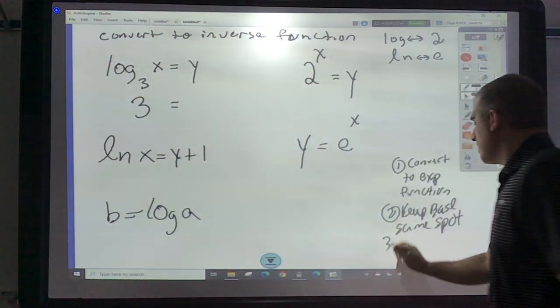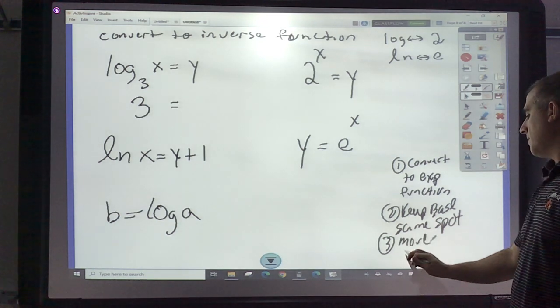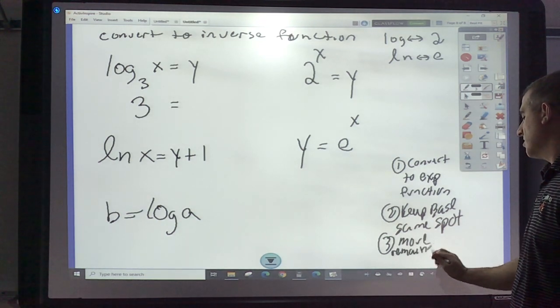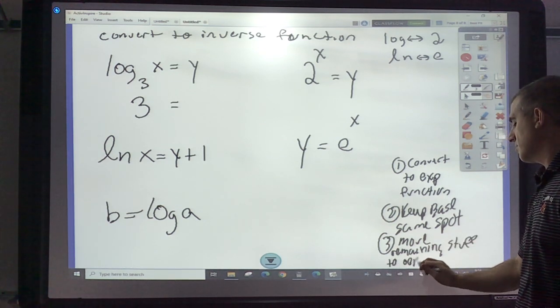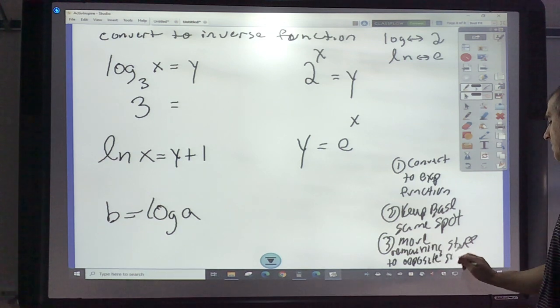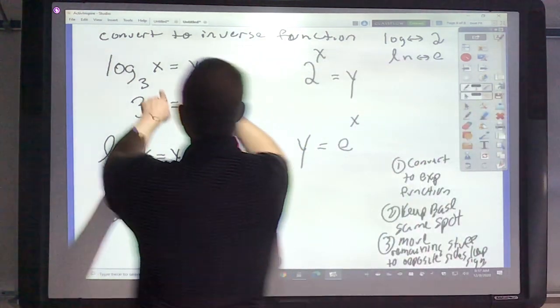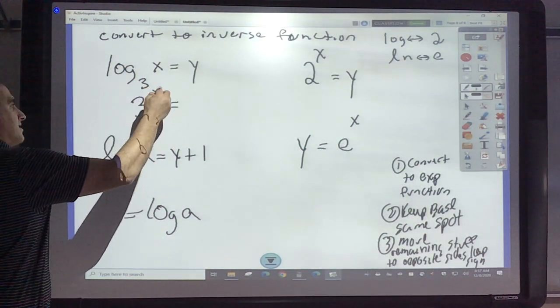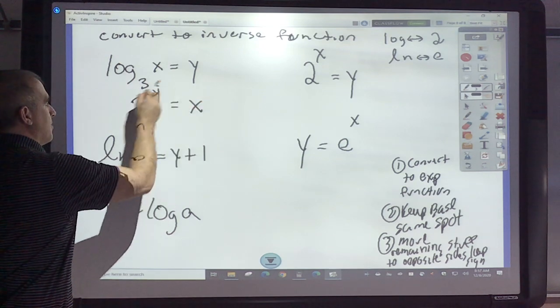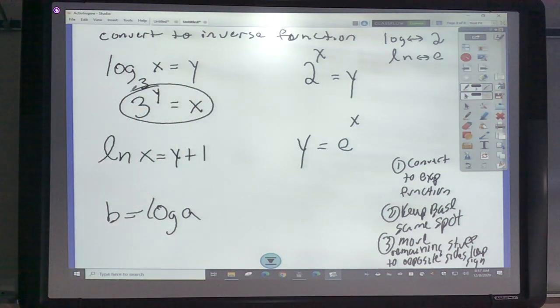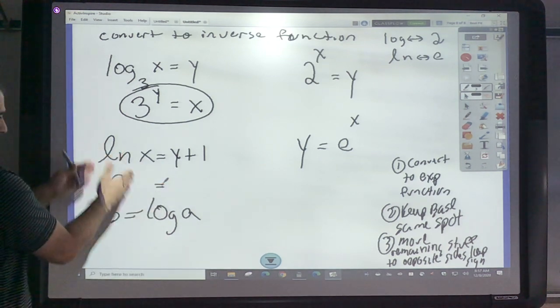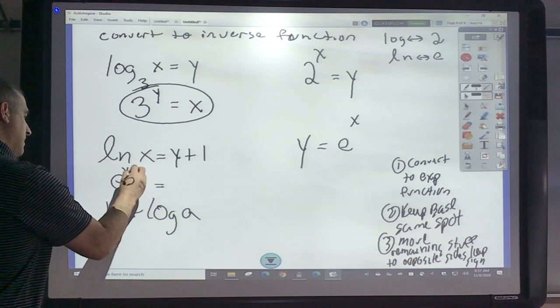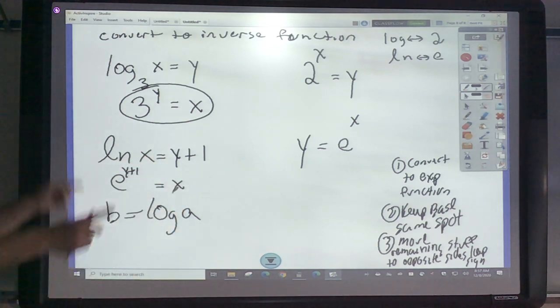What you do is you move the remaining stuff to opposite sides, but you're going to keep the signs. So the idea is, if y is on this side of the equal sign, it's now going to become the exponent, and then x will come over here, and that's how you do a simple conversion. Now, this right here would just be e. The y plus 1 would come up here, and then this part would go there. So the stuff just switches.